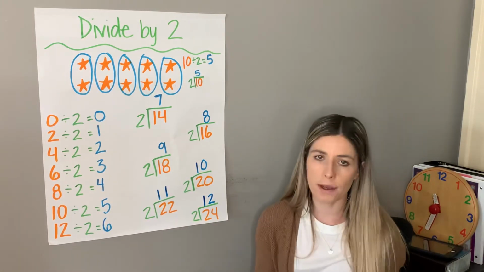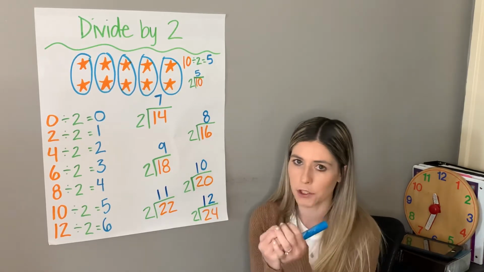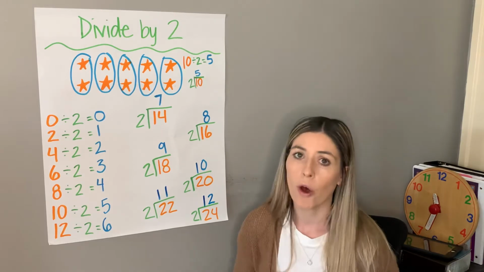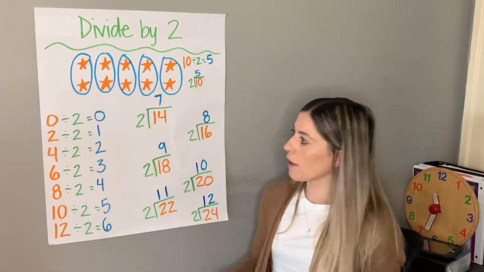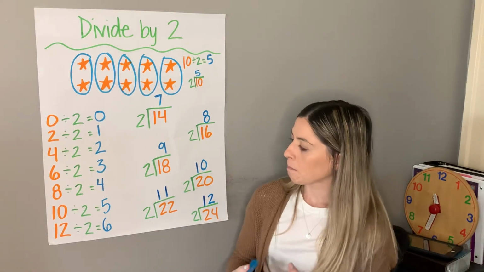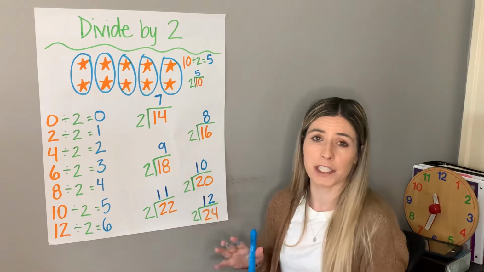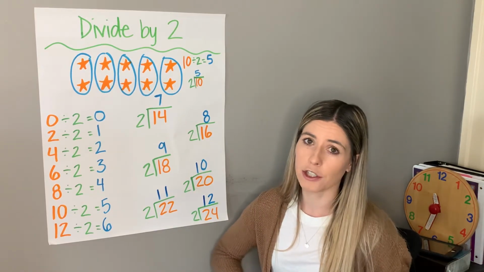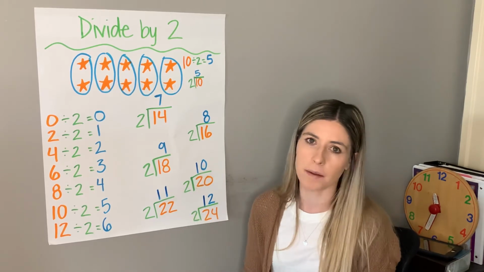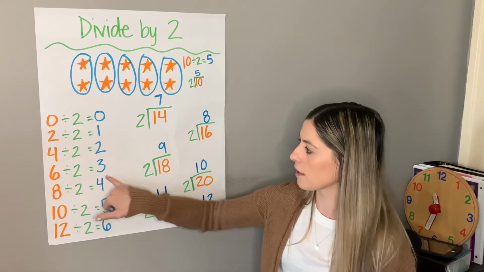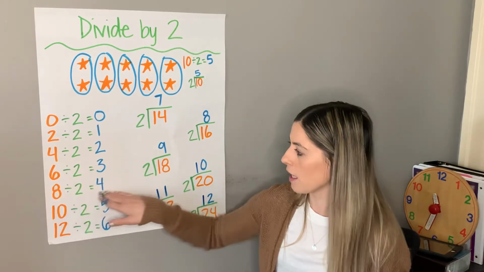So all you have to do is make the items you have into groups of 2 and count how many groups you have, or count by 2s on your fingers. The other thing that you might not realize, we have been doing divide by 2 for a while, and we just didn't call it that. When we took half of a number, that was the same thing as dividing by 2. So half of 6 is 3. 6 divided by 2 is 3. Same thing.